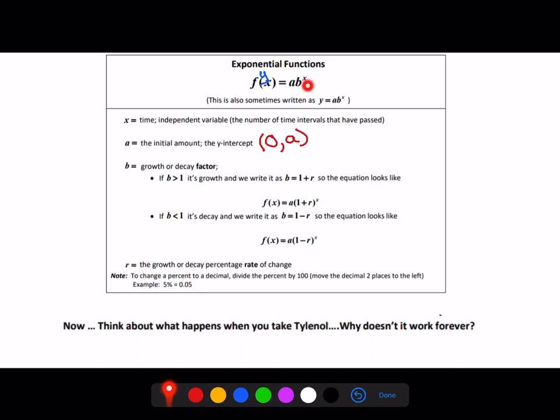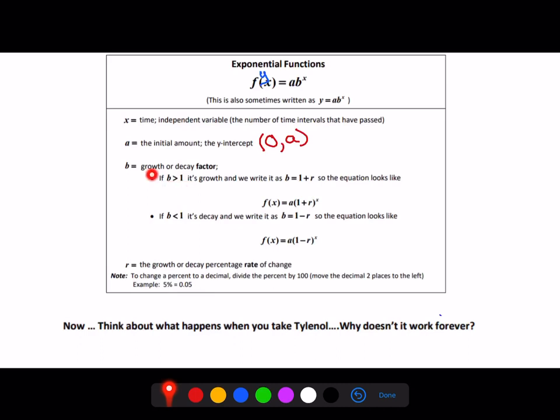Now, I know that we're going to have growth if our b value is bigger than 1. If b is bigger than 1, it's growth. If b is less than 1, it's decay. So if b is smaller than 1, decay. b is larger than 1, growth.